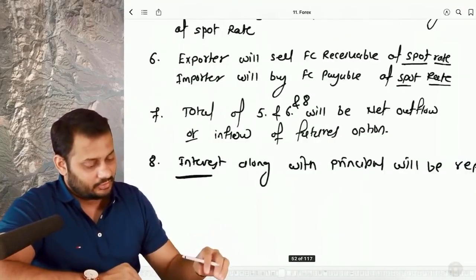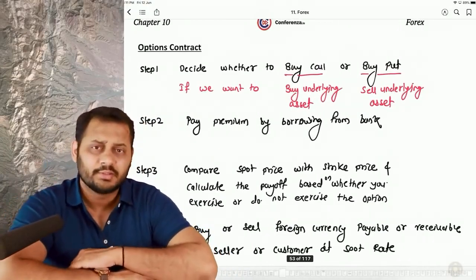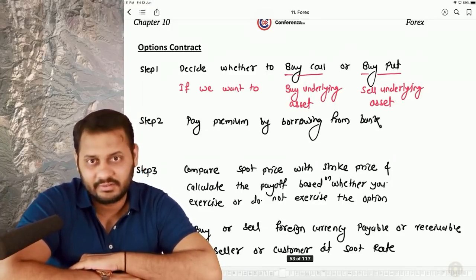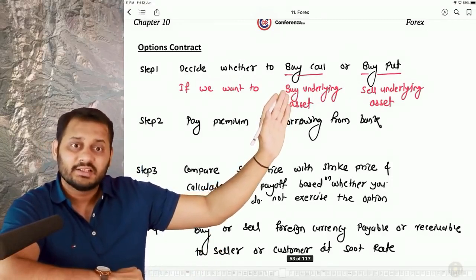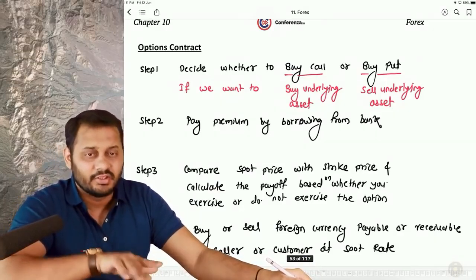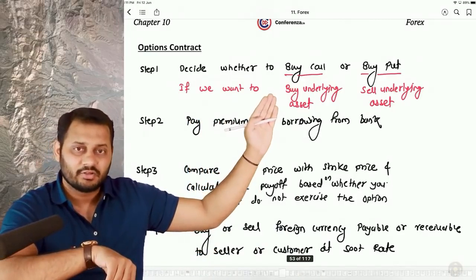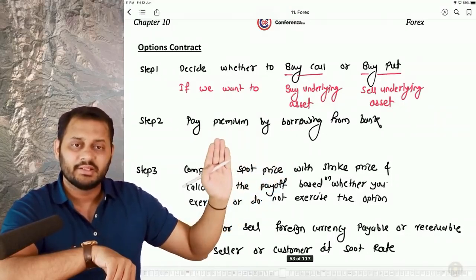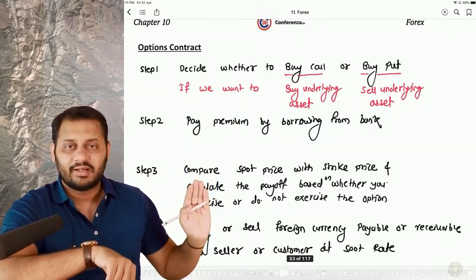Similarly, now comes option contract. All the steps are very similar to futures. In option, first you decide what is the underlying asset. If you want to buy underlying asset, buy call. If you want to sell underlying asset, buy put. In both the options you are buying. But whether to buy call or put, that is the first thing we need to decide. After we have decided whether to buy call or put, then we need to calculate the premium. We will borrow some money from the bank and pay the premium so that we can open a position in option. Then what will happen at maturity?